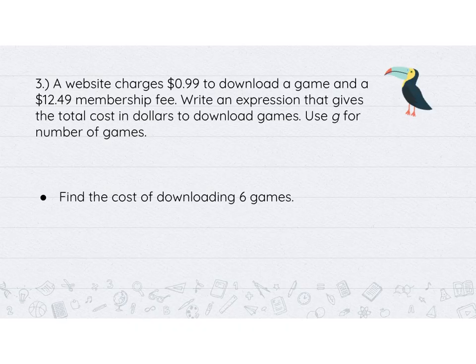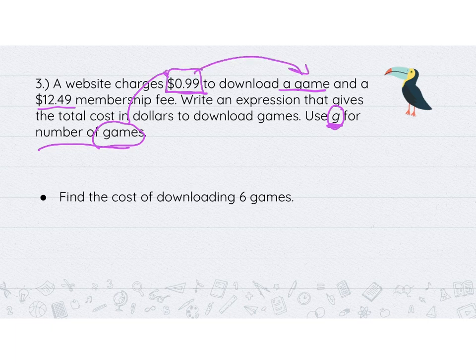Next step, writing. This is writing expressions, algebraic expressions. So the question says a website charges 99 cents to download a game and a $12.49 membership fee. Write an expression that gives the total cost in dollars to download games. Use G for number of games. So because G represents number of games, we're going to multiply it by the 99 cents because it's talking about games. So 99 cents times G, and then we have to include the $12.49 membership fee.